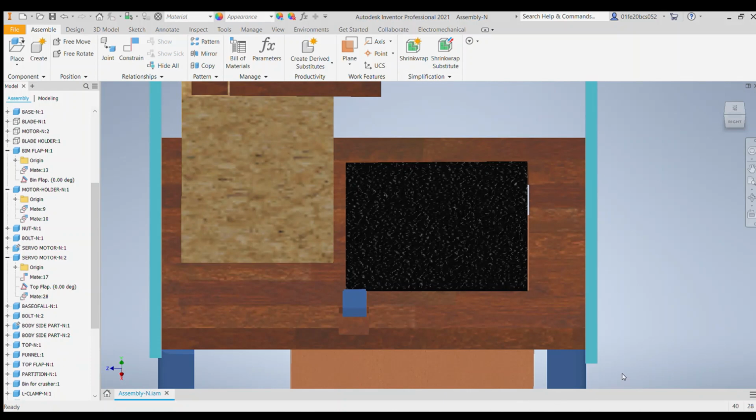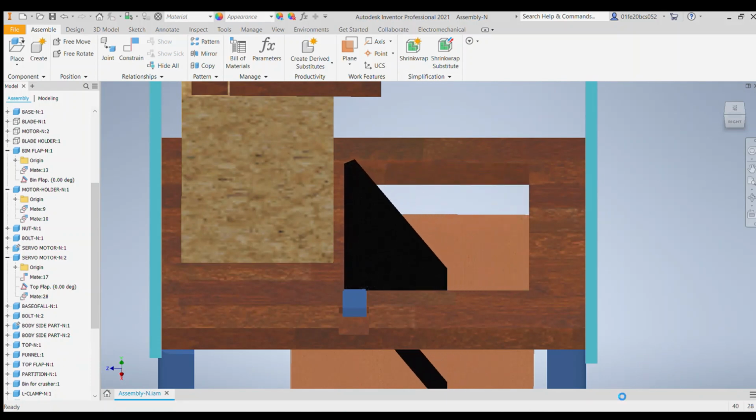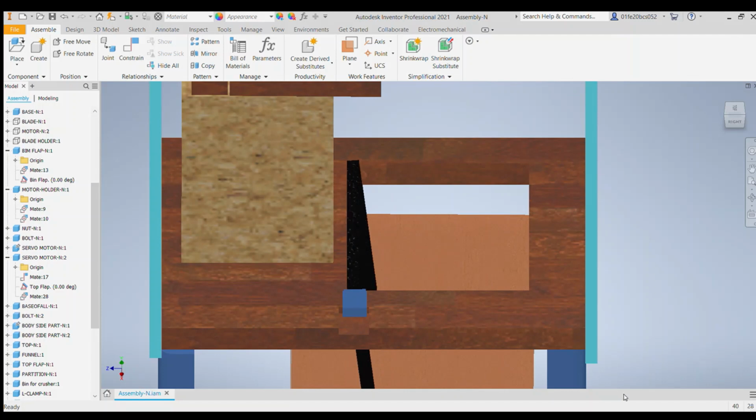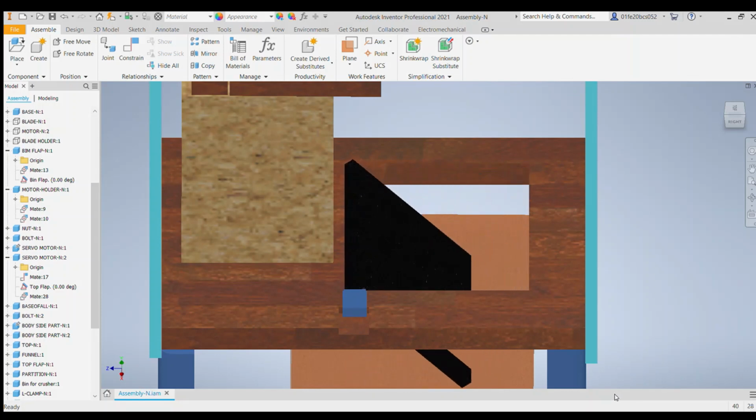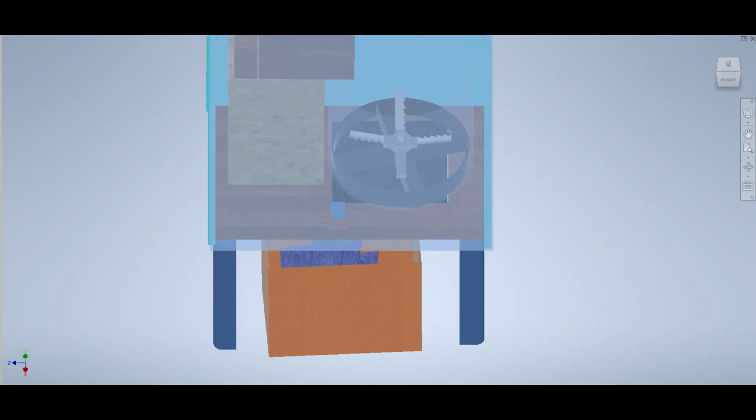The crushed pieces now settle on the flap which automatically opens up when a new cup is detected at the top. This flap completely opens up and disposes the pieces into the bin kept at the bottom of the unit. And that's how our machine functions.